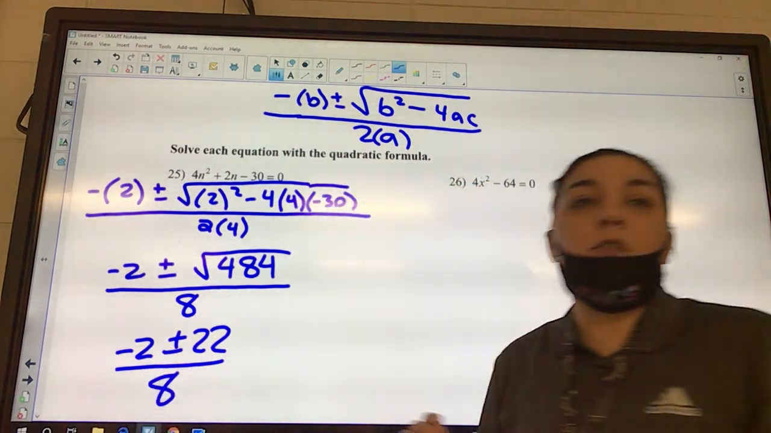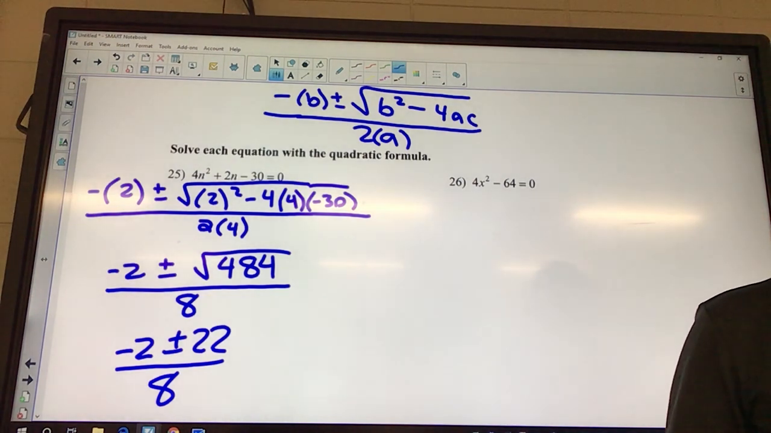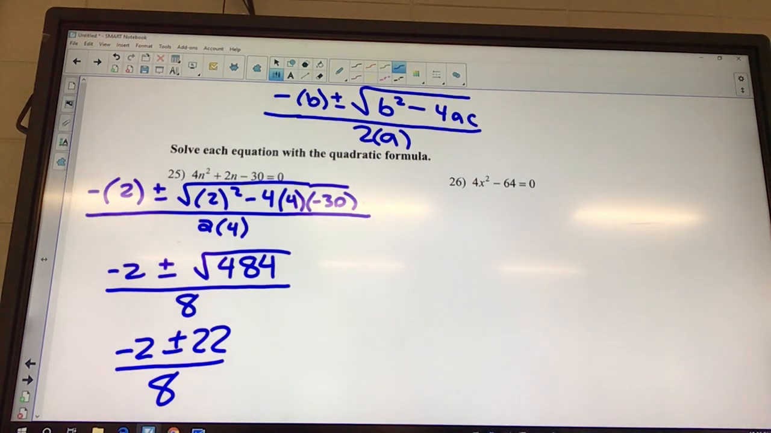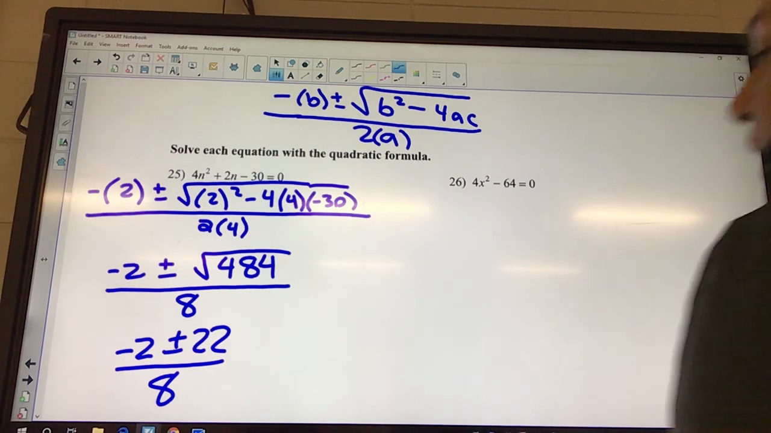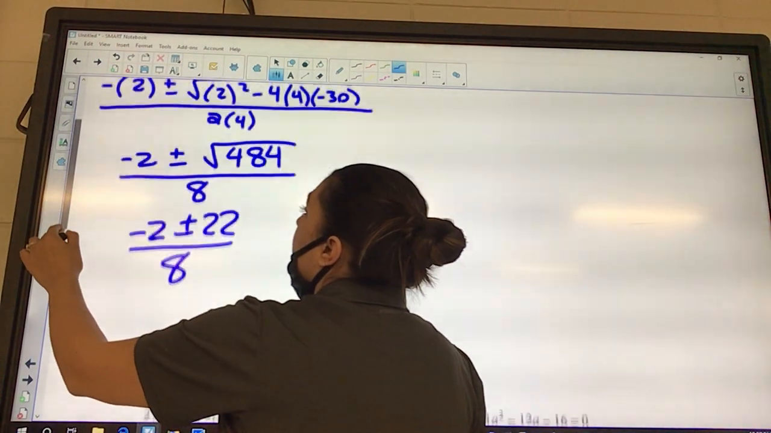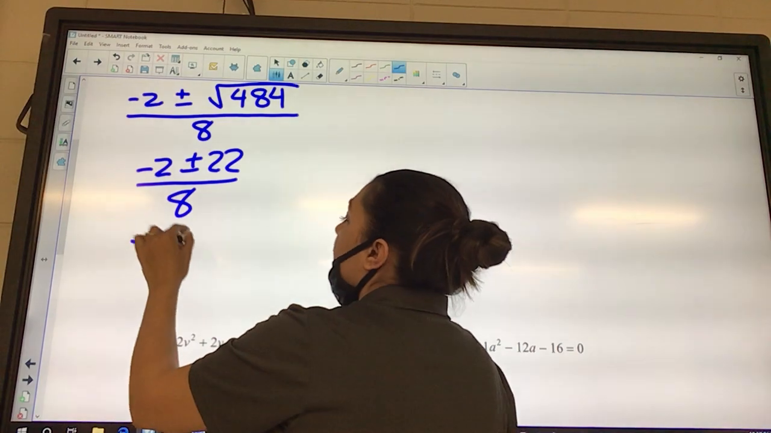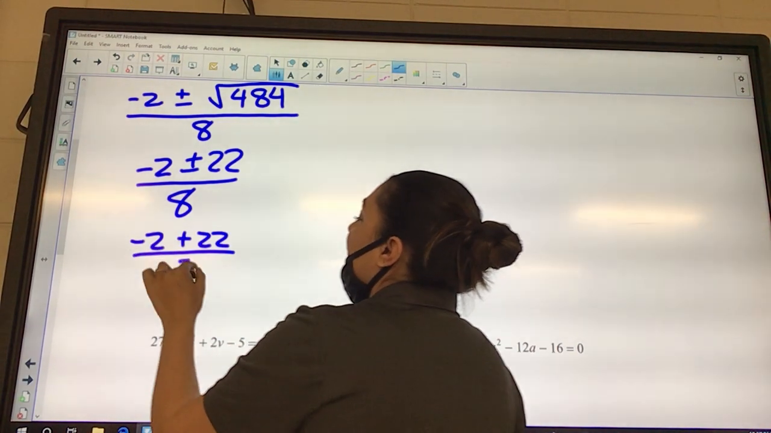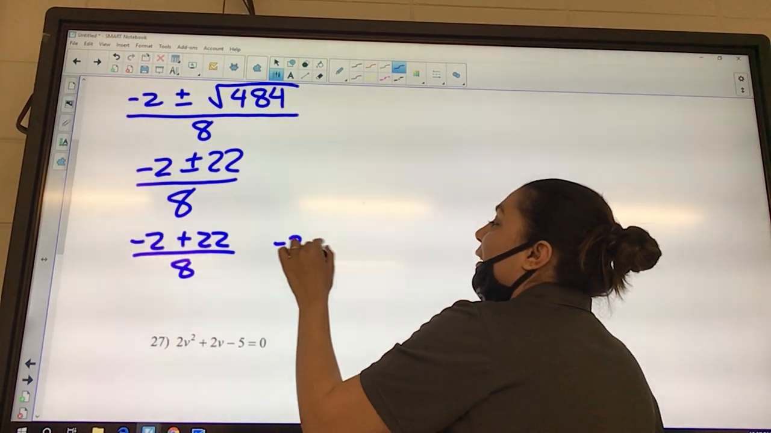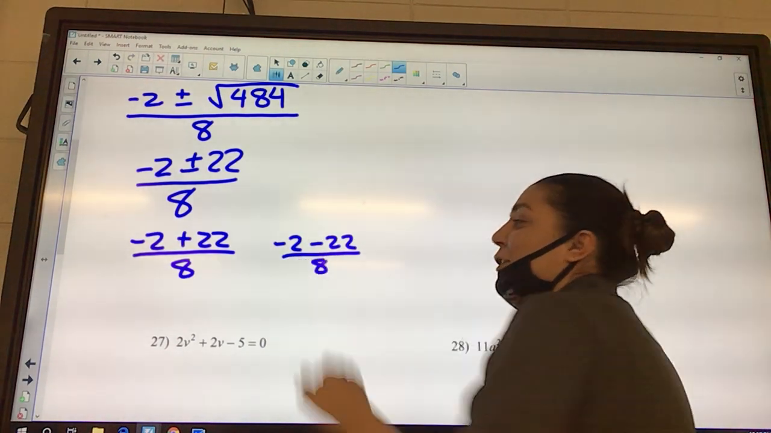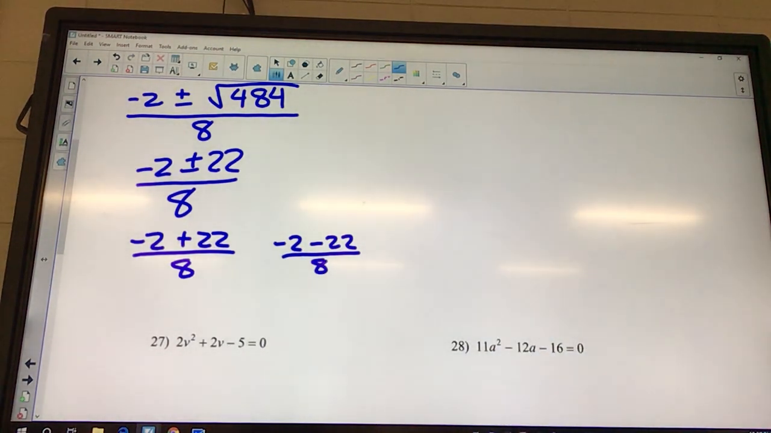So Jaden, the reason you can't do it that way is because what happens if you type in 485 square root? Sometimes it's not gonna go all the way if you do it all in one step. So that's why I say do it separate. Okay, so now what do we do? Are we done? No, you put negative 2 plus 22 over 8, and then put negative 2 minus 22 over 8. Good job, Marco. All right, type those in your calculator.